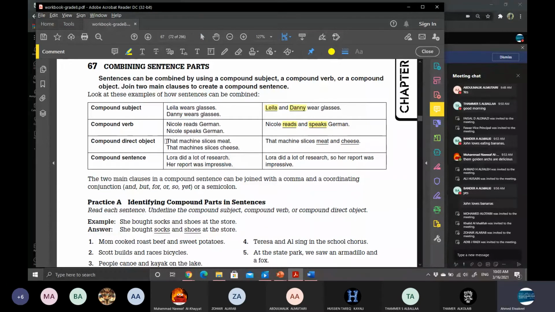And number 3, the machine slices meat. The machine slices cheese. Of course, here the slice, this is wrong. Sorry, here.